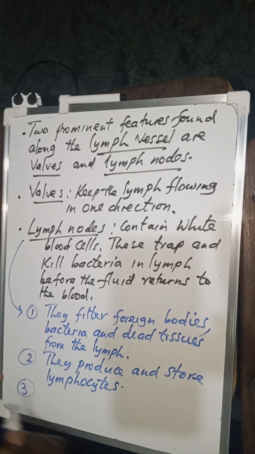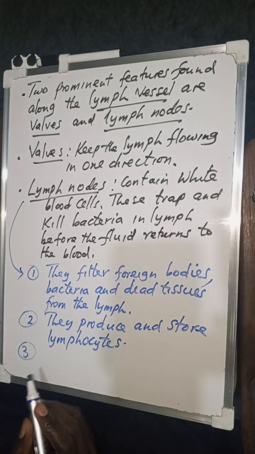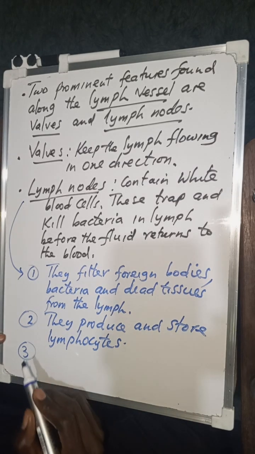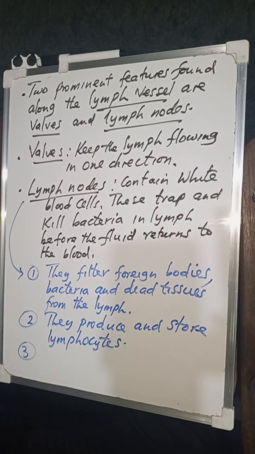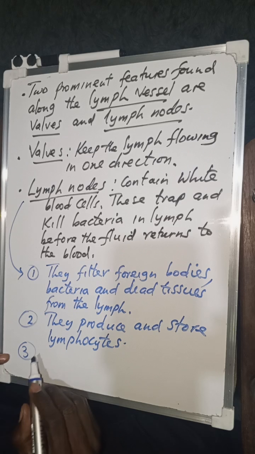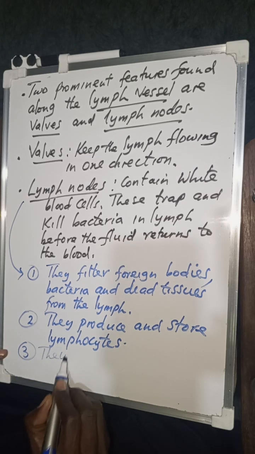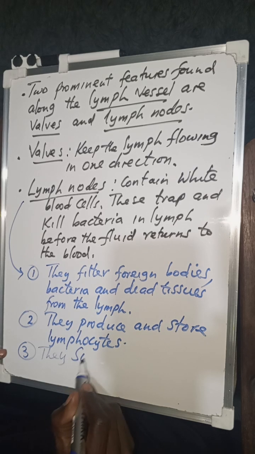Then third, we can simply say that the lymph nodes become very active when the body is invaded by a foreign body. Now, how can you know that they become active? They are going to swell up. So they bulge up, and when they bulge up, they become more active when the body is invaded by foreign bodies. So we can simply say they swell.